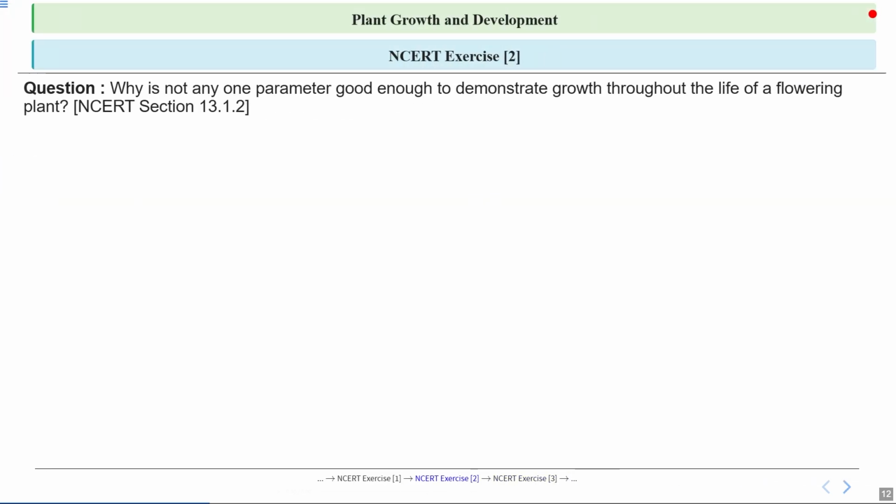Now this is the second question, and the question is, why is not any one parameter good enough to demonstrate growth throughout the life of a flowering plant? This question is covering NCERT section 13.1.2. Let's see the answer.